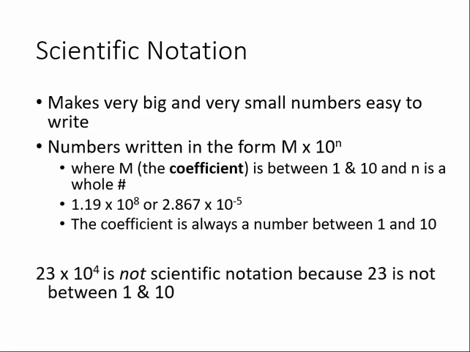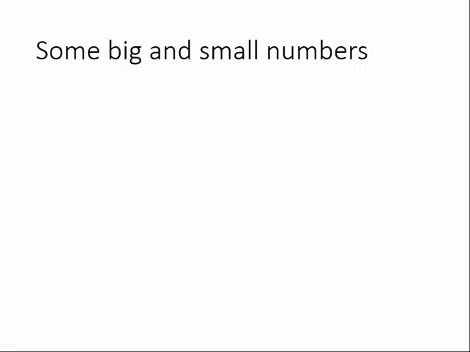That coefficient number, the number out front, shouldn't have anything in the tens or hundreds place. So for example, 23 times 10 to the 4th power is not scientific notation because 23 is not a number between 1 and 10. The coefficient there has something in the tens place, and that's not correct scientific notation.